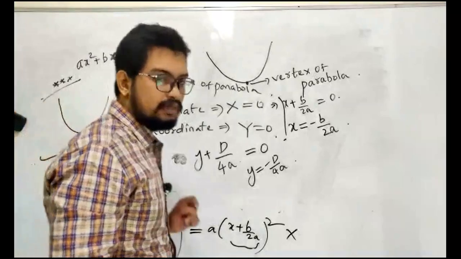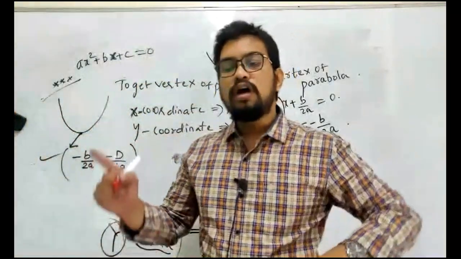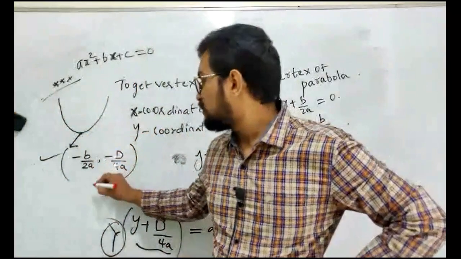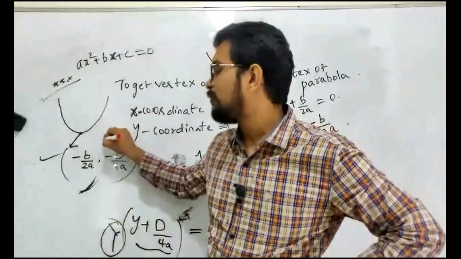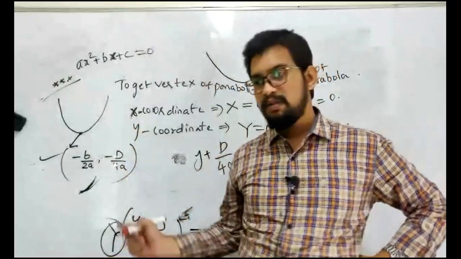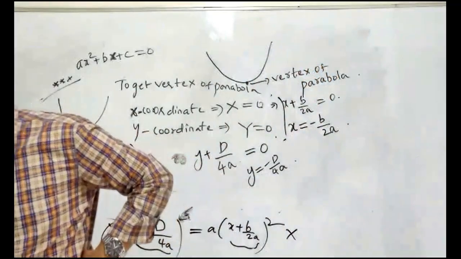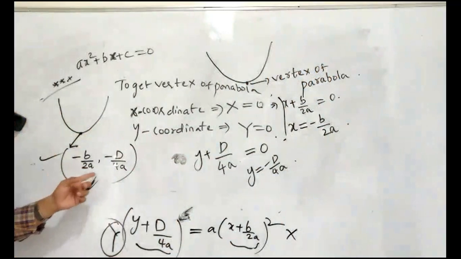This thing has to be remembered. I've shown you how that is coming, and this thing has to be remembered. If you remember this in quadratic equations, this should be surely remembered. Please mark that. Vertex is minus b by 2a comma minus d by 4a.